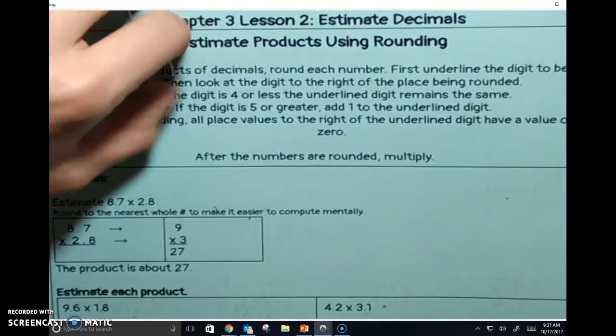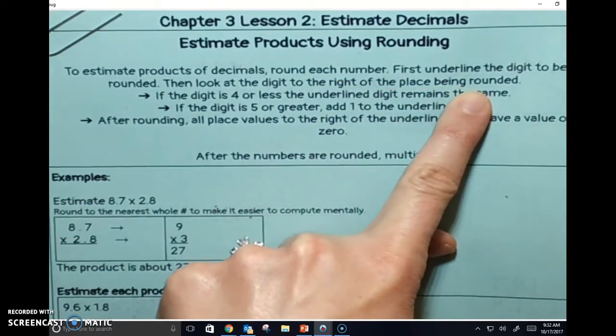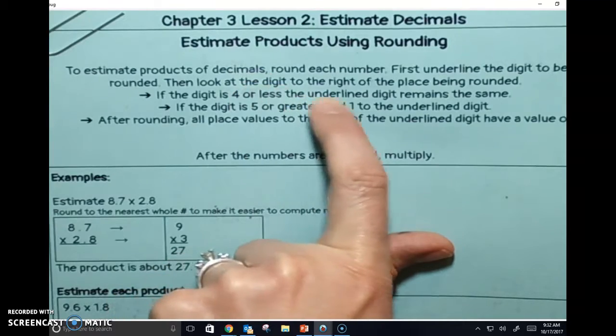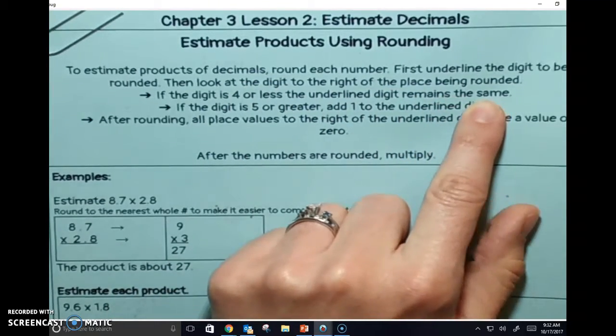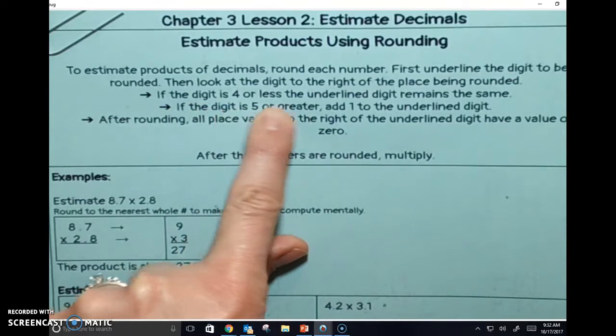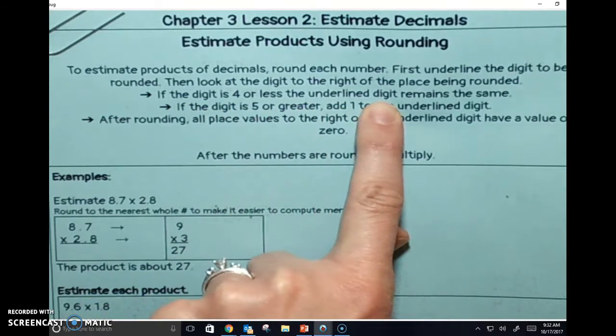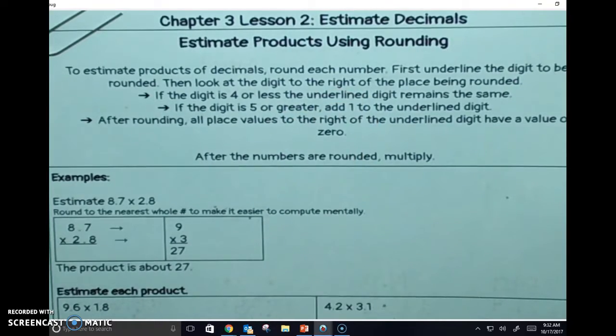To estimate products of decimals, round each number. First, underline the digit to be rounded. Then look at the digit to the right of the place being rounded. Now, do you think I'm going to require that of all of you? No. Do you think it would be helpful for some of you? Yes. So if the digit is 4 or less, the underlined digit remains the same. If the digit is 5 or greater, you're going to go up, right?